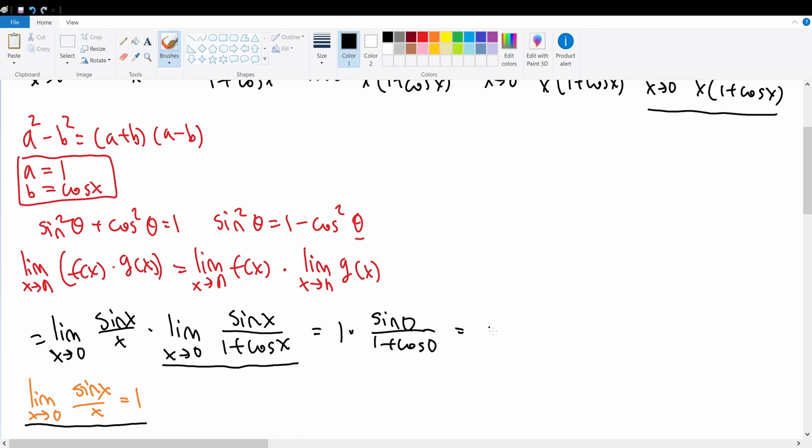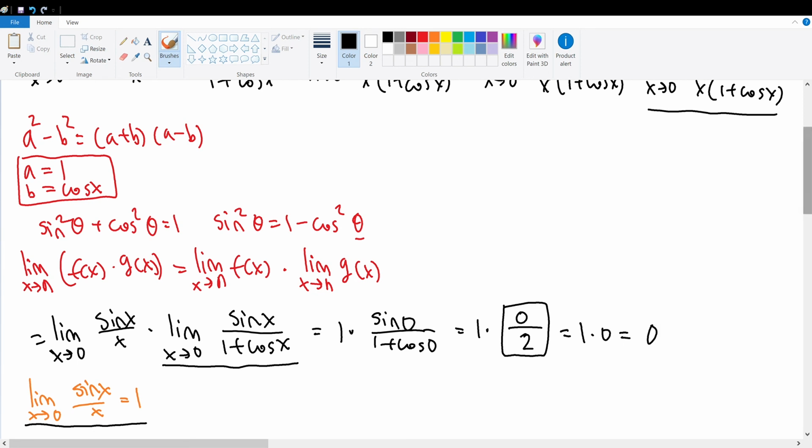And we know from our special angles table for trigonometric functions that this becomes 1 times sine of 0 being 0 and cosine of 0 being 1, 1 plus 1 being 2. So 1 times 0 over 2, well, what does this give us? 0 divided by 2 is 0. 0 divided by any number is equal to 0. So this becomes 1 times 0, which is equal to 0.